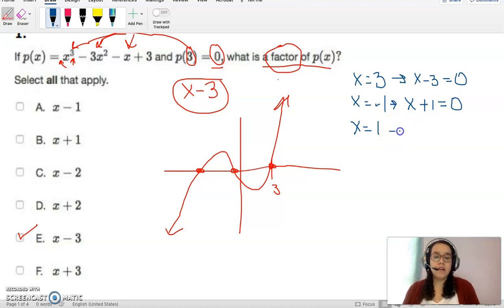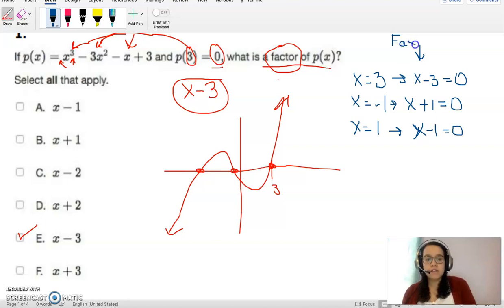All right. And then lastly, this 1, when I move it to the other side, I have to subtract 1 from both sides. So it's going to be x minus 1 equals 0. So these are your factors.